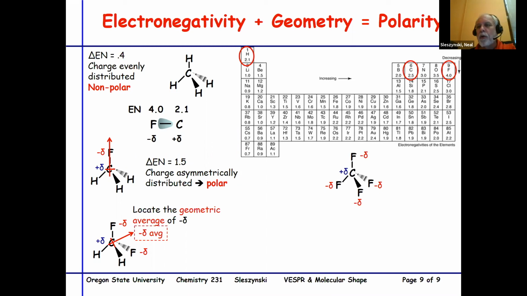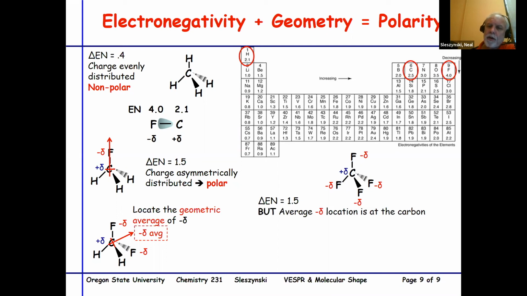Well, let's hurry along to the kicker here, where I have now synthesized tetrafluoromethane. All right, so I have four carbon-fluorine bonds, all of which are very polar. I've got partial negative charges on all of the fluorines. I've got a huge partial positive charge on that carbon. If I calculate the difference in electronegativity for each one of those bonds, I come up with 1.5.